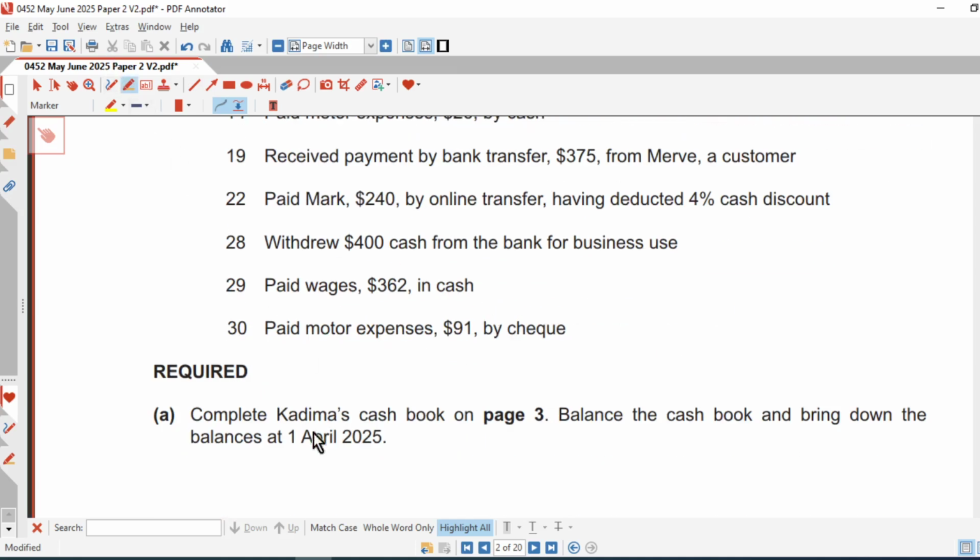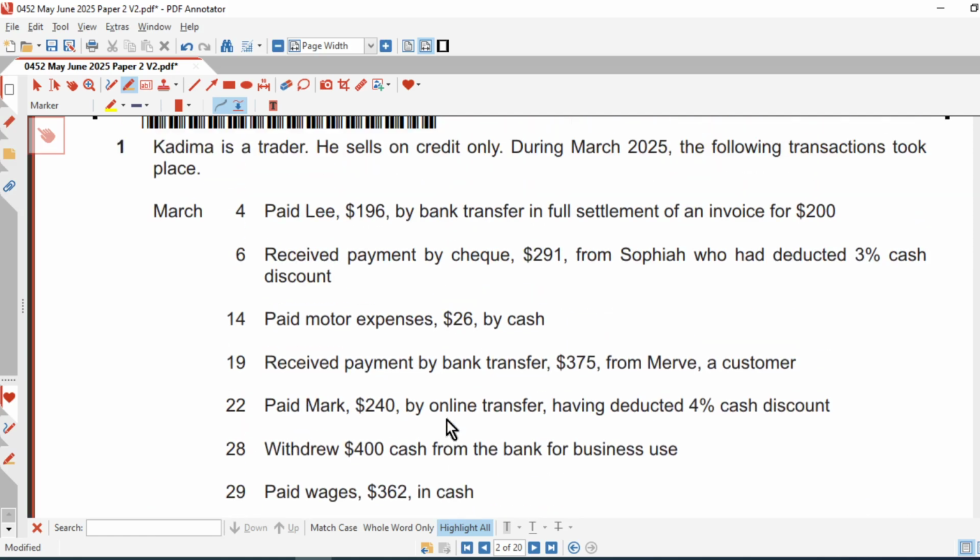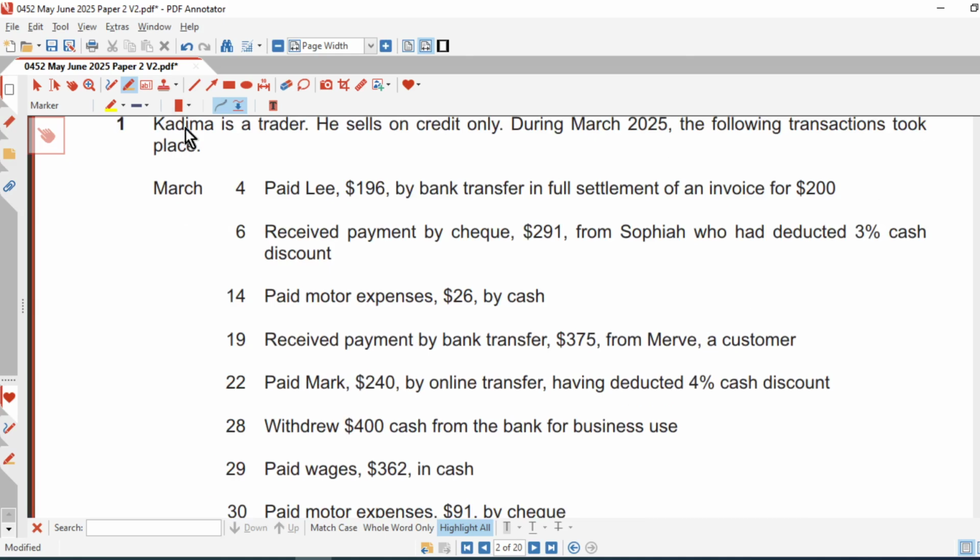So question 1, we are going to prepare a cash book, right? Very straightforward. So let me run you through our transactions here. Kadima is a trader. He sells on credit only. During March 2025, the following transactions took place. Now, on the 4th of March, we paid Lee $196 by bank transfer in full settlement of an invoice for $200.